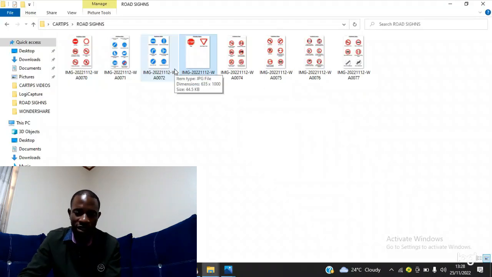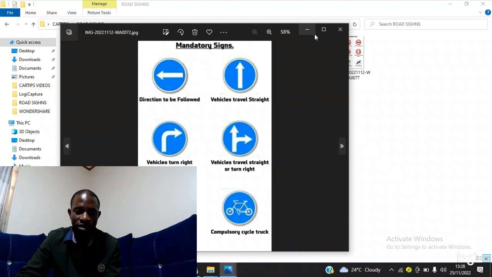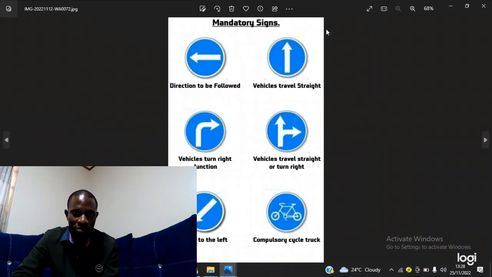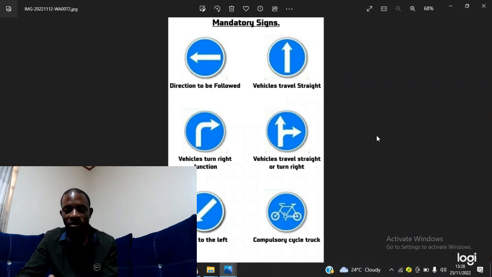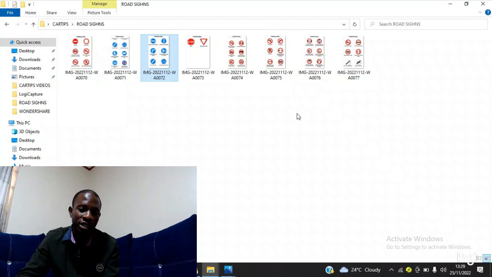So the second category is the mandatory signs. I'll put up an example on the screen as well. These are mandatory signs. Mandatory signs usually tell you the direction to be followed, like this one: vehicles travel straight, vehicles turn right at the junction. It will tell you where there is a junction, where you're not supposed to turn, no U-turn, and all that. Those are mandatory. Mandatory means you have to follow them. If you ignore them, then you will meet the full force of the law.